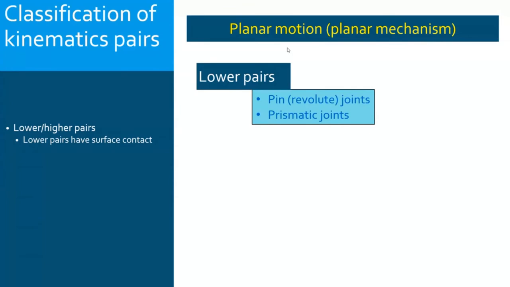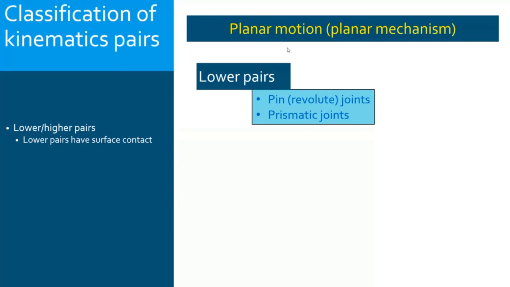Kinematic pairs are classified in different ways. There is a lot of classification, but here I will focus only on two. They are classified first in terms of lower or higher pairs. A kinematic pair is a contact between links. A lower pair is when the contact between links is a surface. So lower pairs have surface contacts, and this is the case of pin joints or prismatic joints.